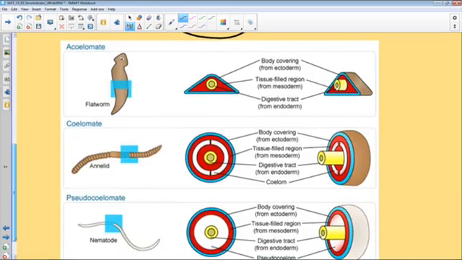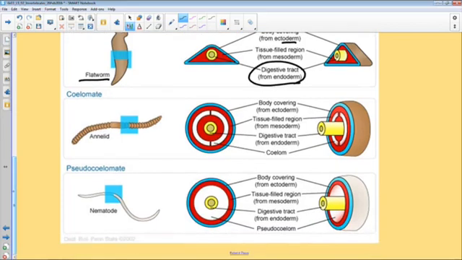So when we look at examples of organisms having different coeloms or body cavities, we have an acoelomate. So an acoelomate would be an organism that does not have a true body cavity. So it has a body covering from an ectoderm. It lacks a defined coelom, but we also have a digestive layer formed from the endoderm. So this is an example of flatworms being acoelomic.